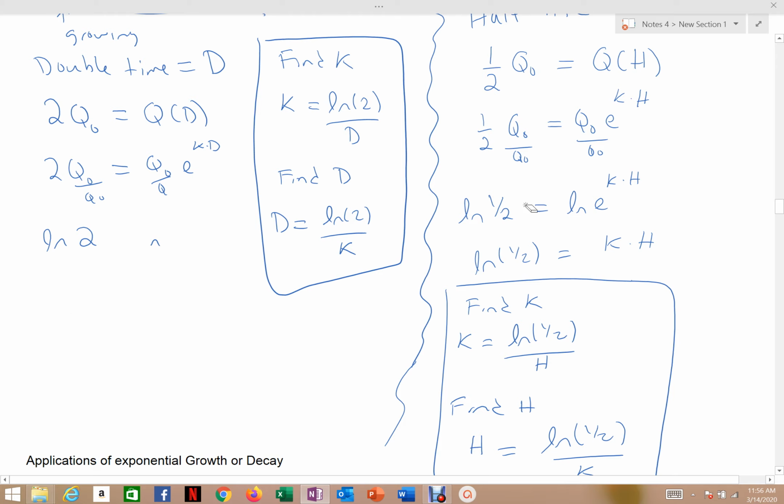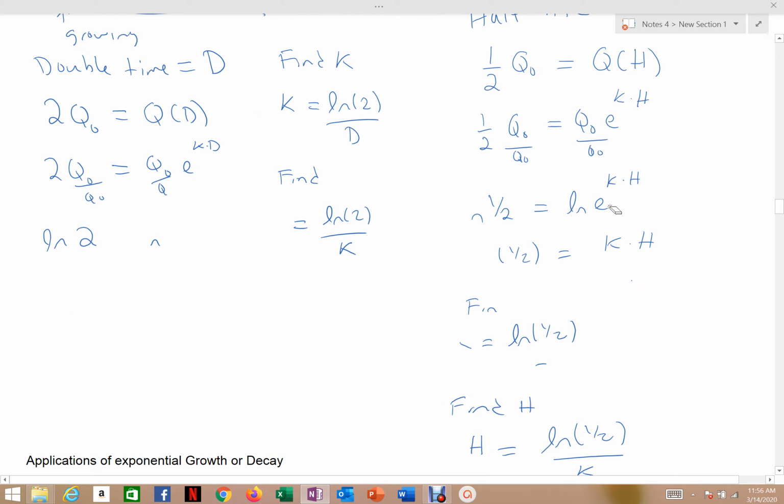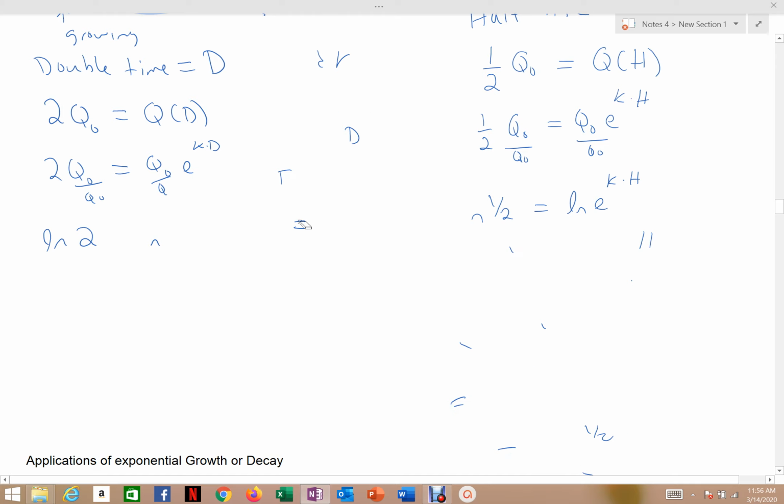So I'm going to erase this. Give me a second while I erase this so I can do a simple example. Maybe I'll just erase up here. Alright, so we'll do a half-life example. Alright, so erased, good enough.